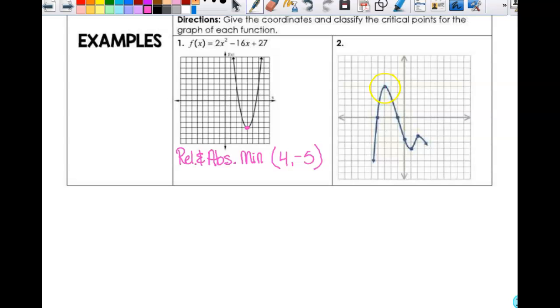All right. How many critical points are on number 2? 3. So I have this point, and this point, right? So this first one, first of all, is it a maximum or minimum? Maximum. Relative, absolute, or both? Both. So this is a relative and absolute maximum, and that's at (negative 3, 5).